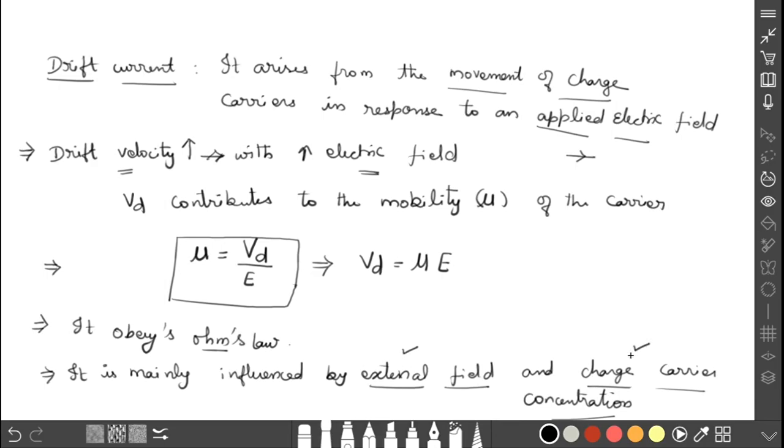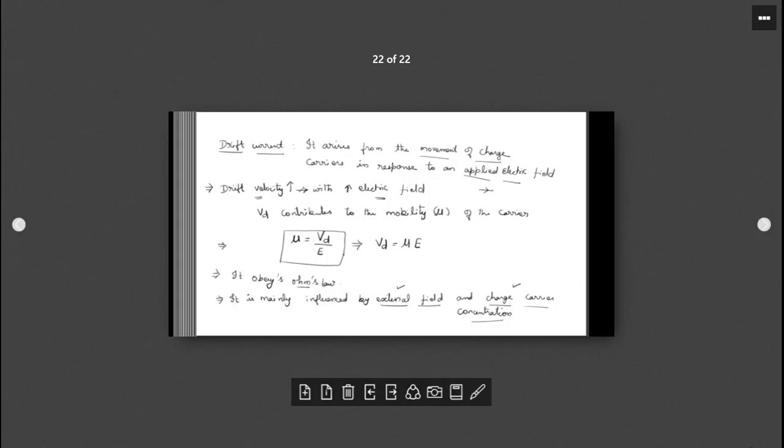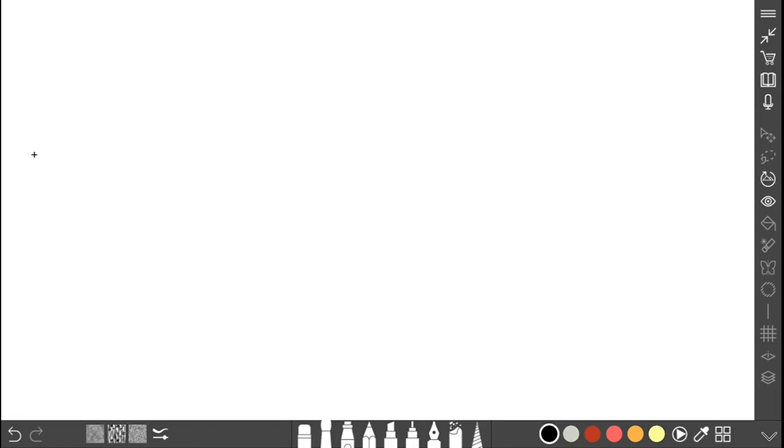Now we are going to the calculation part of the drift current. What is the formula to find the drift current? Listen carefully. Here two charge carriers are there: electrons and holes. Whatever we are finding, the drift velocity, should be for both, and the drift current is also produced by both charge carriers. We are going to discuss it step by step.